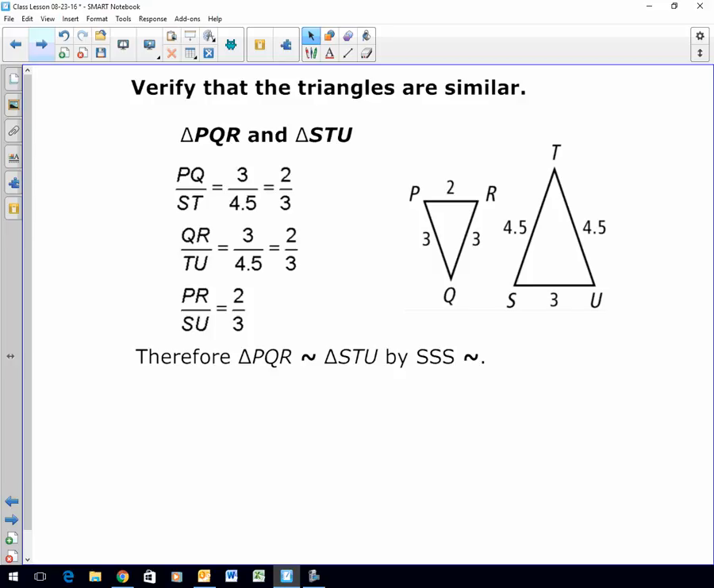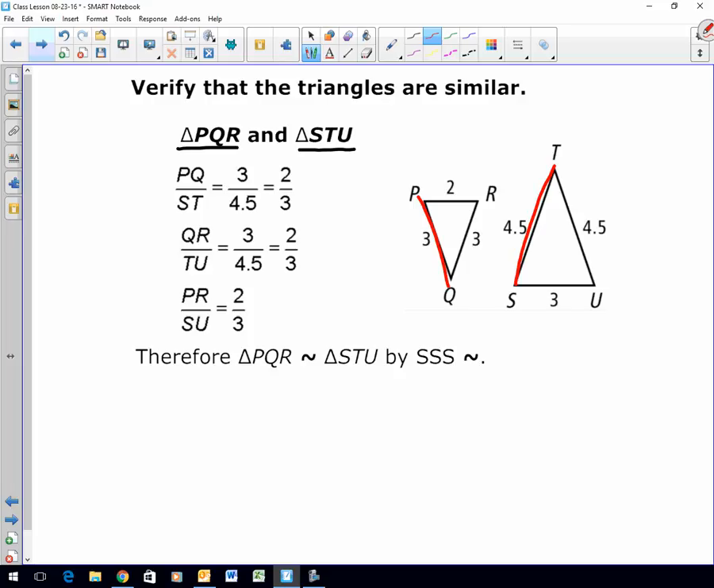I'm trying to determine if triangle PQR and triangle STU are similar triangles. Right? I have been given 3 side lengths. Class, which particular theorem do you think I should try and prove? Side, side, side. Okay, so how do I do that? I'll take the length of PQ, which is 3, and set it over the length of ST, which is 4.5, and it would simplify to 2/3.